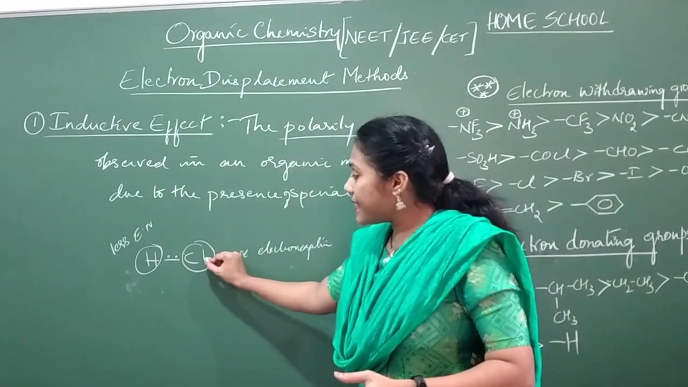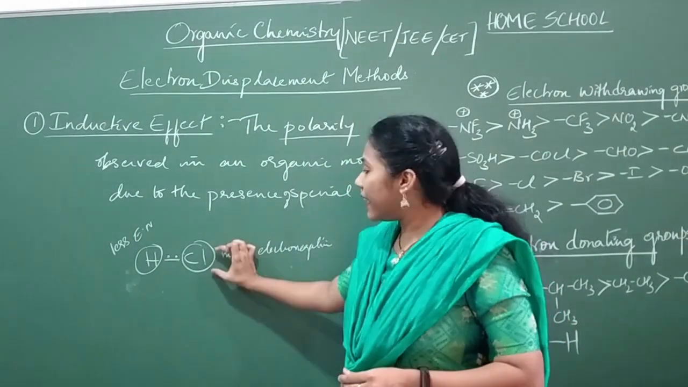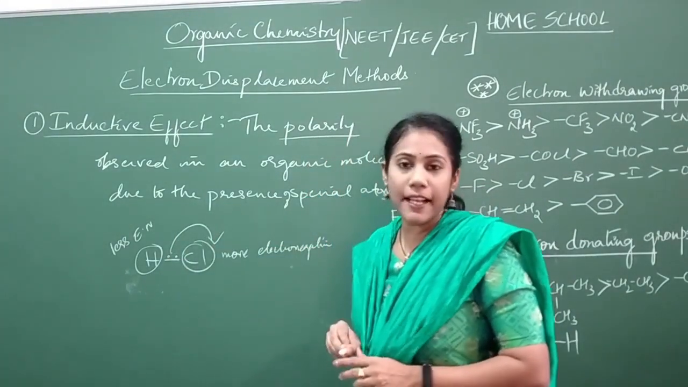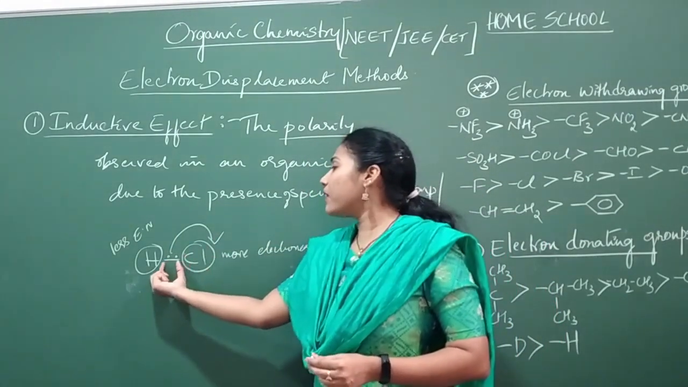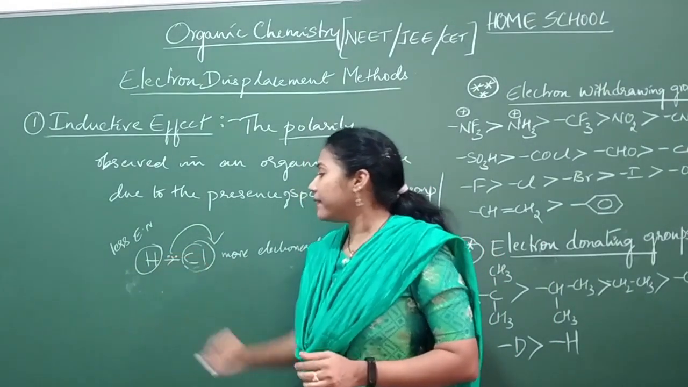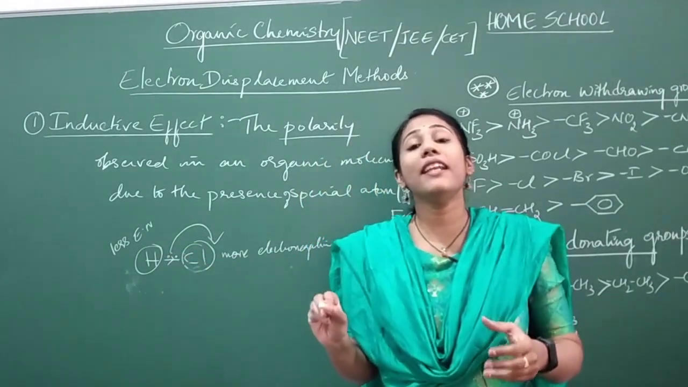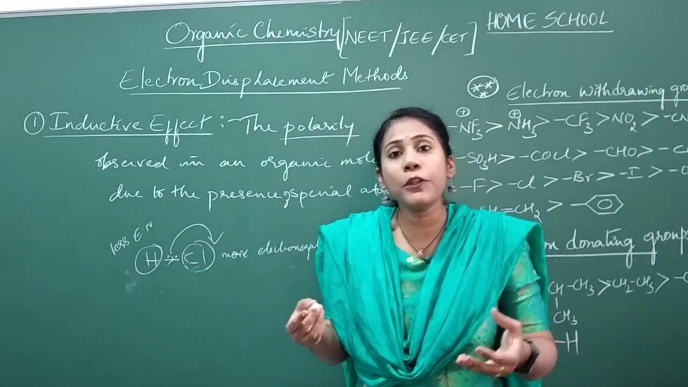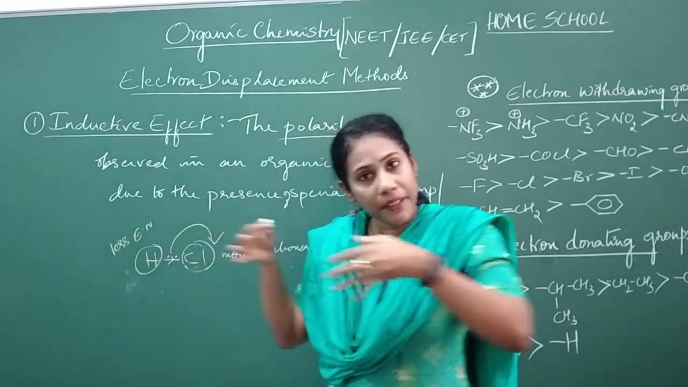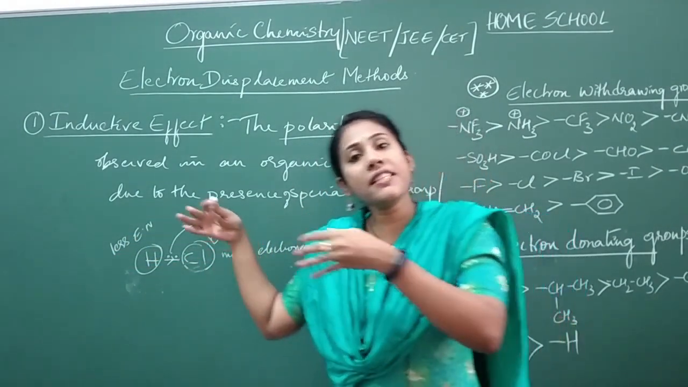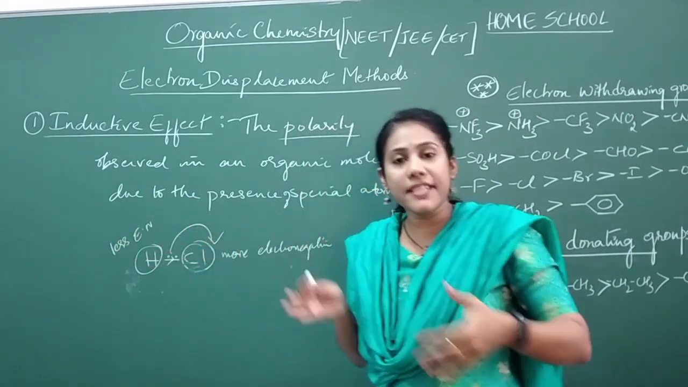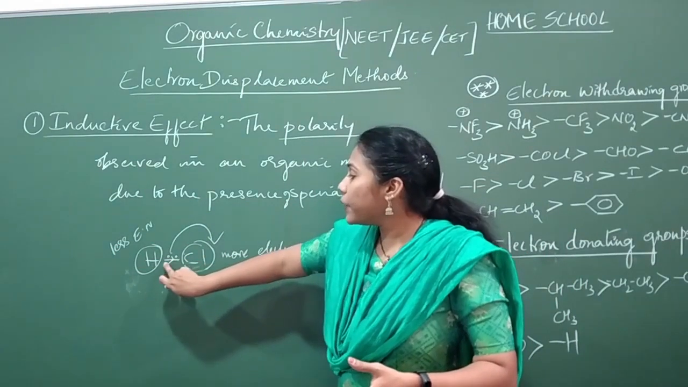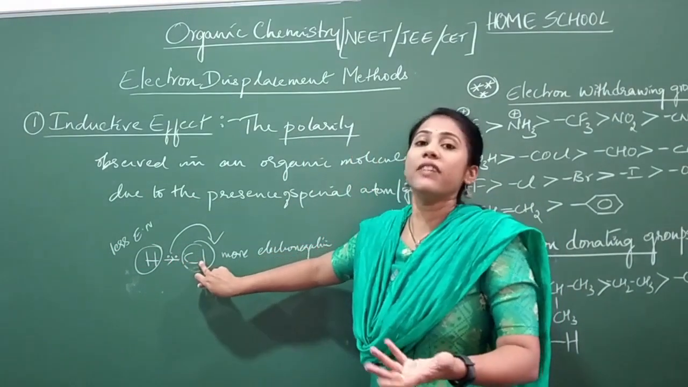Clear? Since chlorine is more electronegative, it will try to grab the pair of electrons towards itself. The bond will try to move towards chlorine because chlorine is electronegative. That is the property of an electronegative atom. The one which is more electronegative will always grab the bonds towards itself, isn't it? So the same thing will happen here. Chlorine is more electronegative, so the bond is moving towards chlorine.